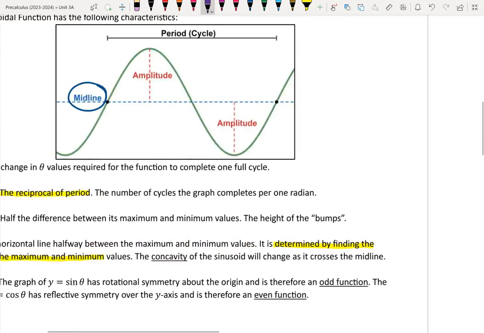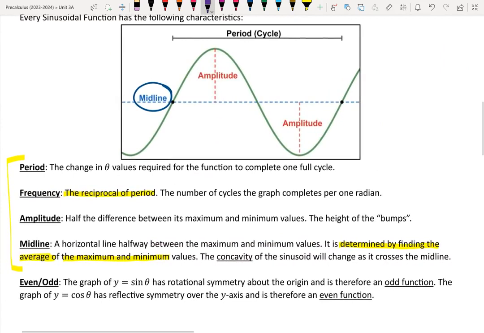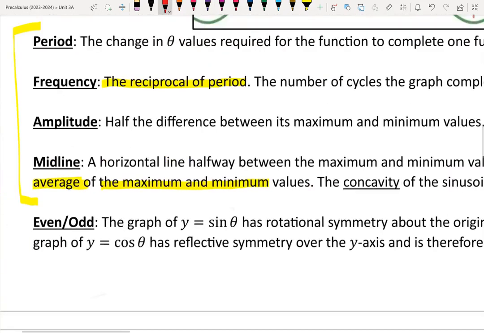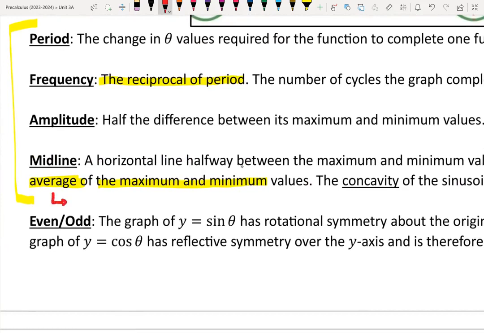So average, we just add up. So if we're doing the average of the maximum and minimum values, add the max and min and divide by 2. If you want to write that down here, we can. There's a little bit of room here. So we're going to go ahead and say that that would be the max plus min divided by 2. Okay, so that'd be the average of the maximum and minimum values. And that would equal the midline.